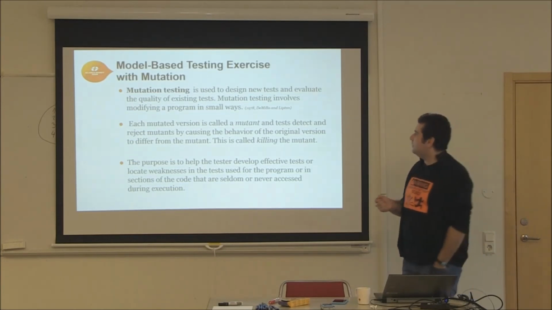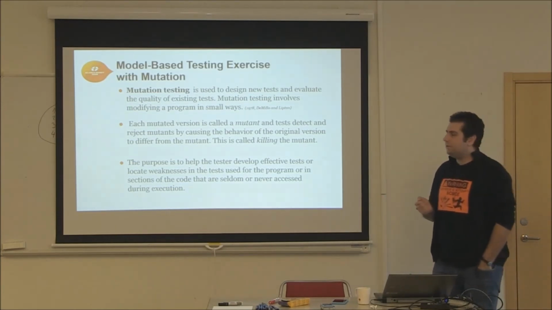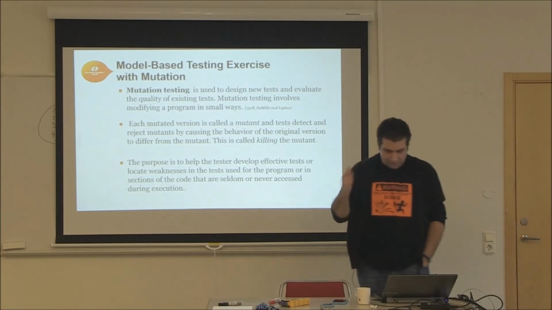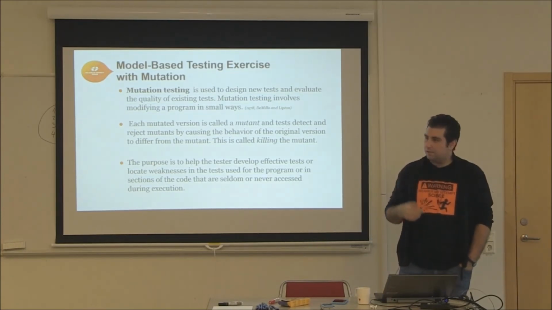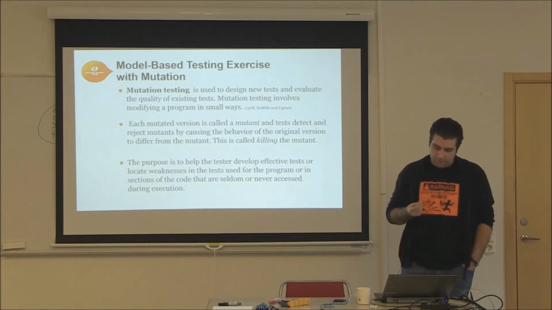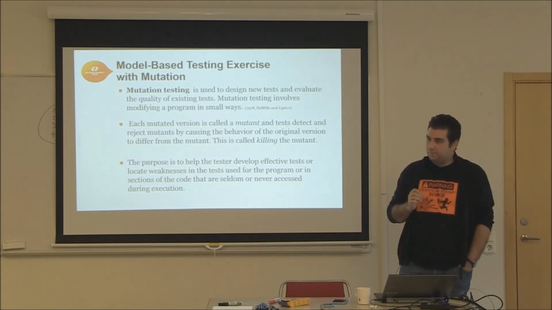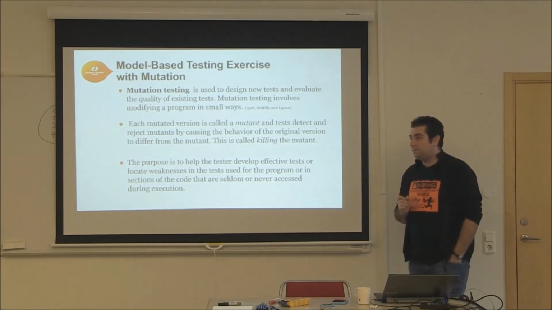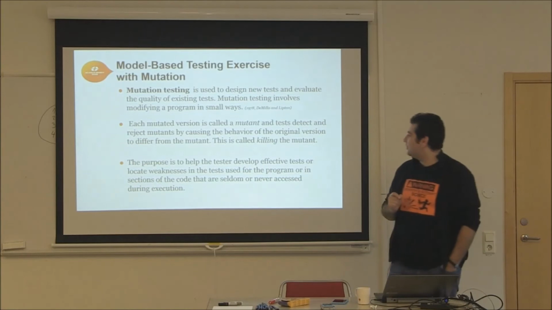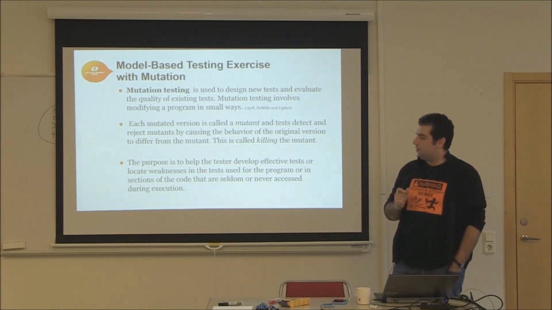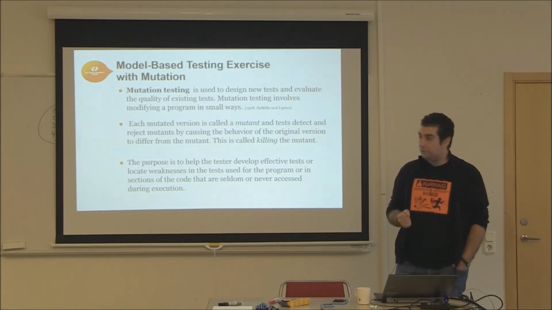Okay, so this is, maybe someone needs to tell you about that in the next lectures, but I don't remember. But mutation testing is used to design new tests and evaluate the quality of existing tests. So it involves modifying the program in small ways. And it was devised in 1978 by DeMillo and Lipton, not the T, but another Lipton. Each mutated version of the program is called a mutant.